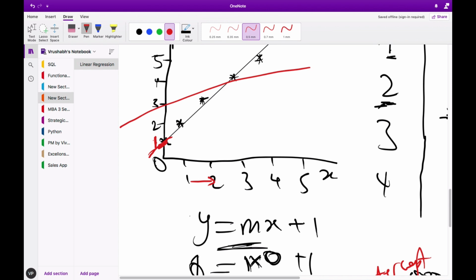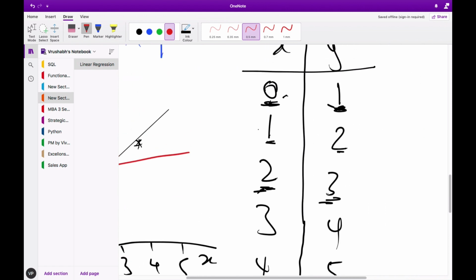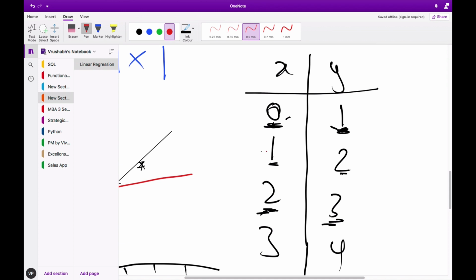So we can measure that change based on the point over there. I can trace it over here. So when X changes from 1 to 2, Y also changes from 2 to 3. You can see that from the table. When X changes from 1 to 2, Y changes from 2 to 3.